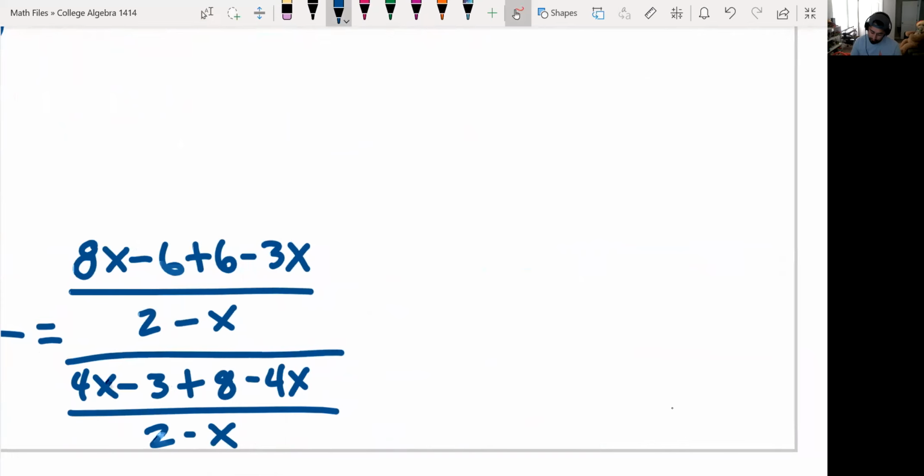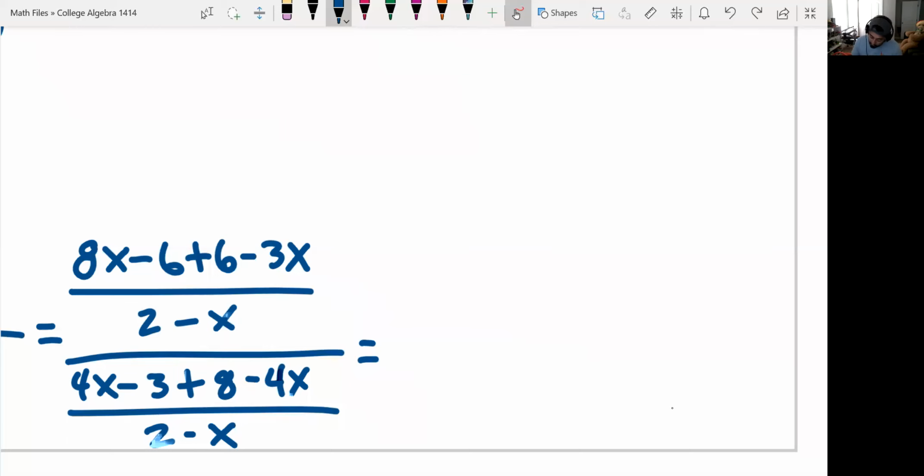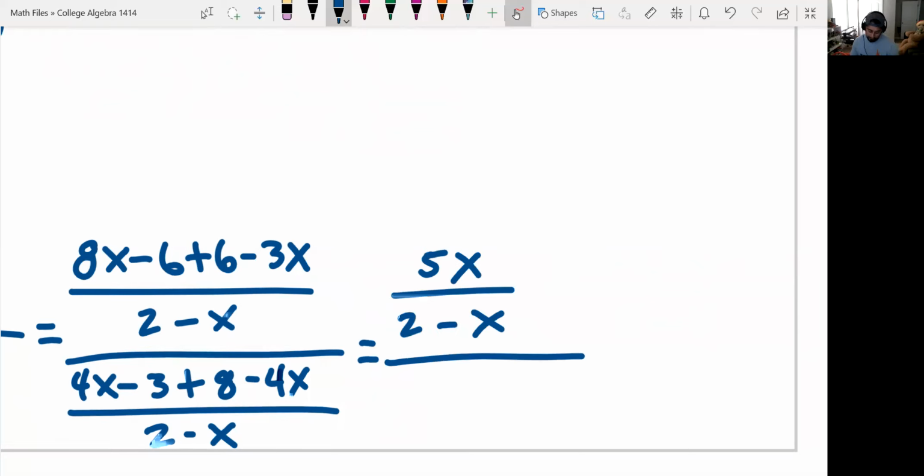Hey, still got some room. Now, clean up some more. Clean up that numerator, clean up that numerator, and I should be left with, let's see, your 6's will cancel, and 8x minus 3x will give me 5x over 2 minus x over, same thing down below, 4x's cancel, negative 3 plus 8 gives me 5 over 2 minus x. We're almost there.